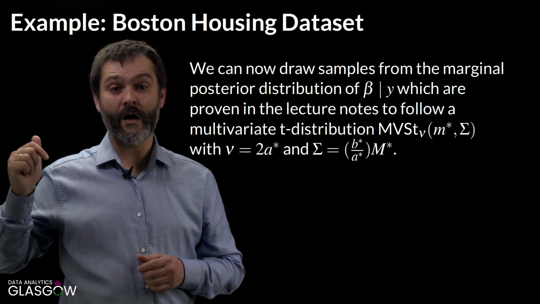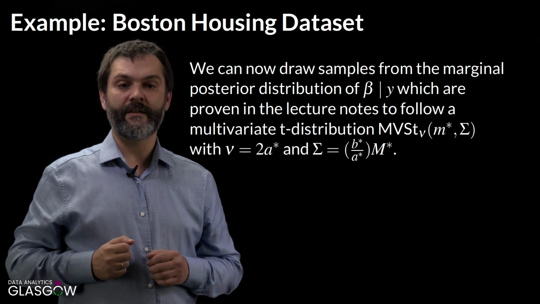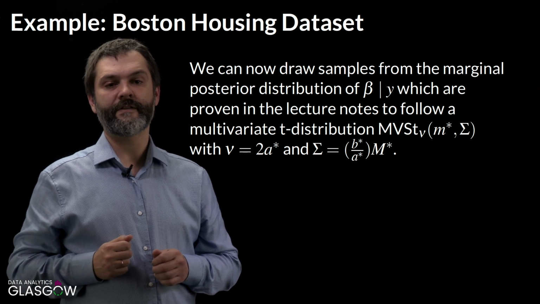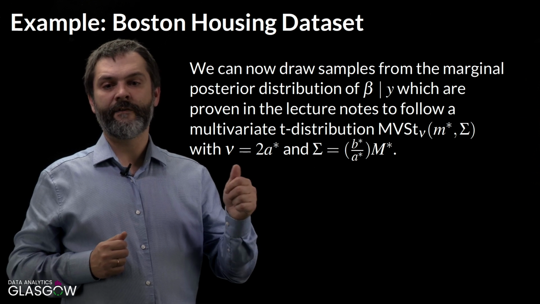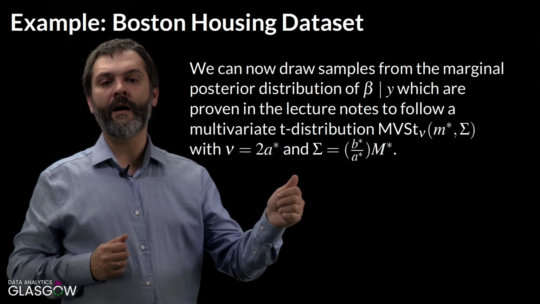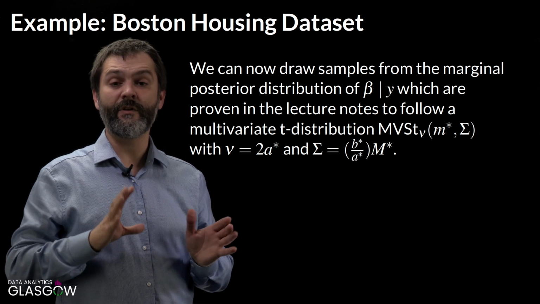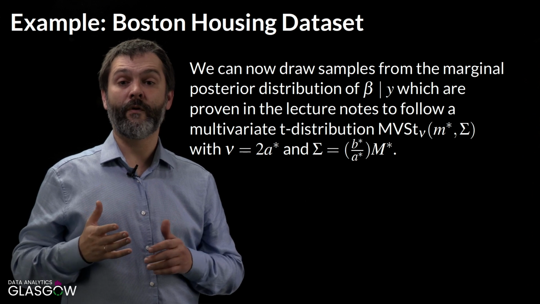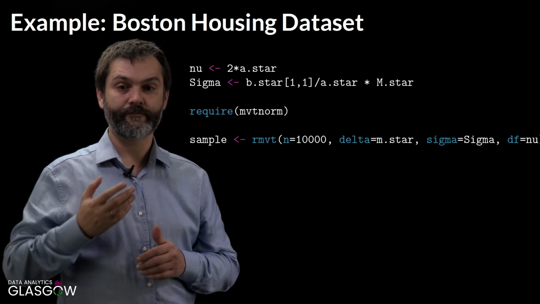betas and sigma square out, is going to be a multivariate Student's t distribution with new degrees of freedom nu, mean m, and variance-covariance matrix sigma. And these are the values of nu and sigma from our conjugate update parameters. So we can substitute it all into R and plot corresponding plots for the marginal posterior distributions of different betas.